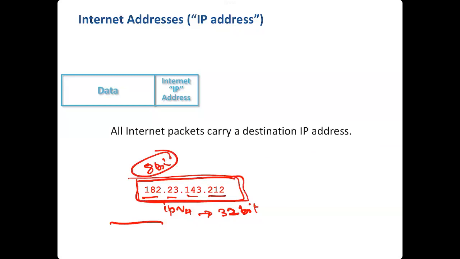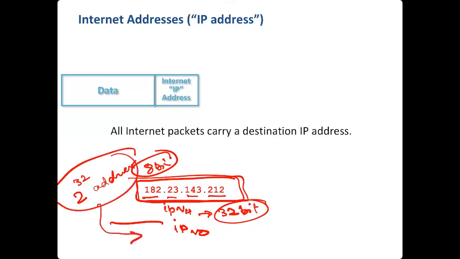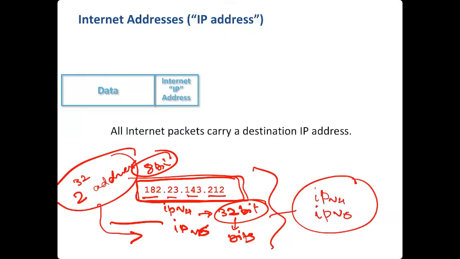Now similarly we have IPv6 addresses, because we found that with 32 bits we can have only 2 raised to 32 addresses, right? This is a very small number. So the next generation of IP that we use is IPv6, where instead of 32 we have 4 times that number of bits. Please find out the detailed difference between IPv4 and IPv6. This is an exercise for you; I will ask a few questions on this.